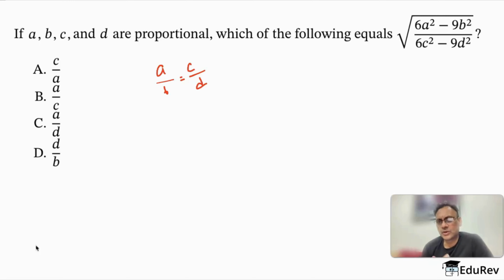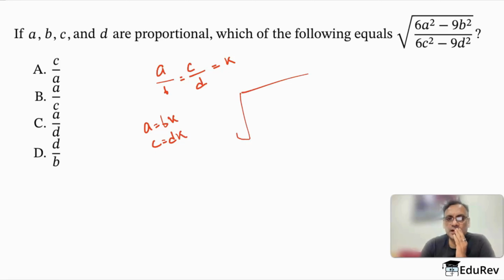So here again, because the square and root and everything is involved, what might be a better approach is to use that constant once again. And we can say that a is equal to bk and c is equal to dk. Same thing that we had done in the previous question.